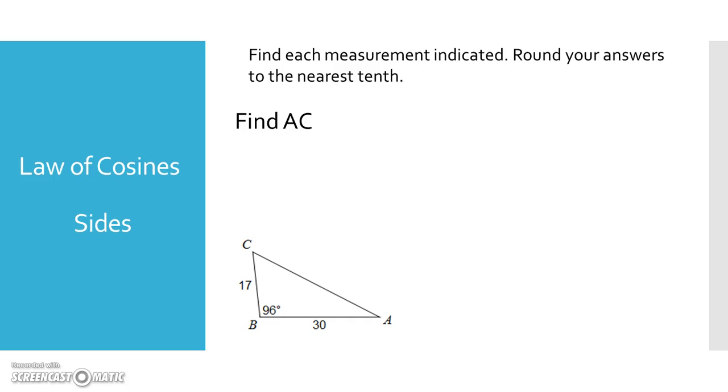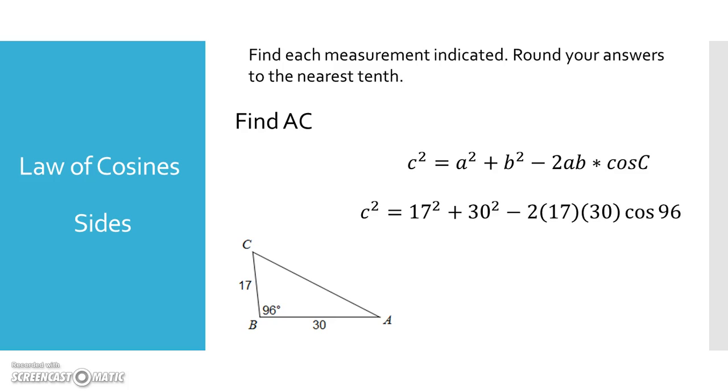In this question, our angle is 96, our 2 sides are 17 and 30, so we just fill in 17 squared plus 30 squared minus 2 times 17 times 30 times cosine of 96. Type that into your calculator and press enter. Remember, you're doing it all at once. Do not do it in multiple steps. This should give you 1295.619. We take the square root here and we get about 36.0.